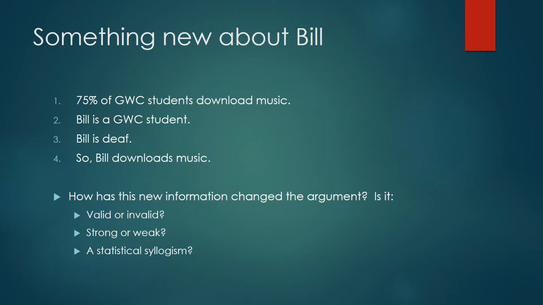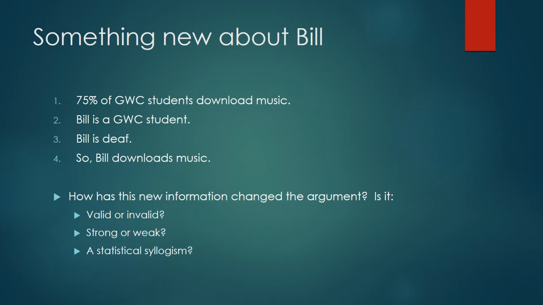Okay, now, here are our premises. 75% of Golden West students download music. Bill is a Golden West student. Now here comes our new bit of information. Bill is deaf. Our conclusion is still Bill downloads music. Now, let's ask how this new information has changed the argument. Is the argument valid or invalid? Well, clearly the argument is still invalid, right? This new information that Bill is deaf doesn't change that.